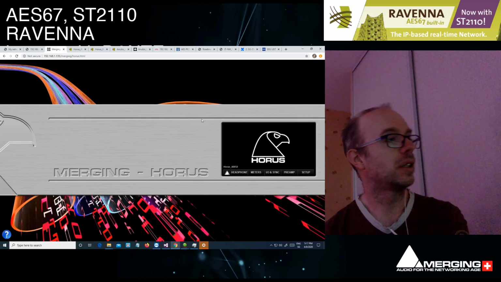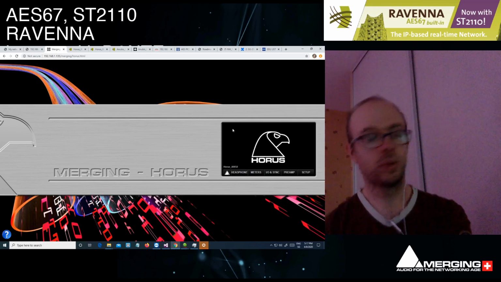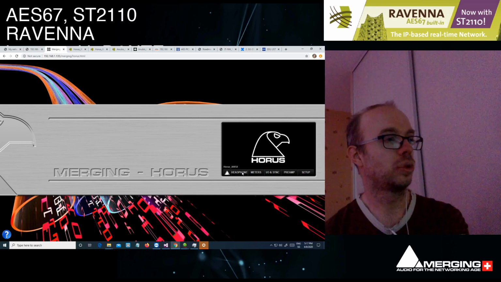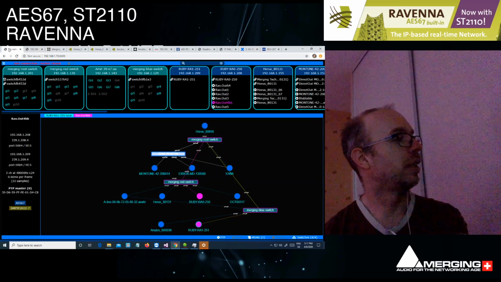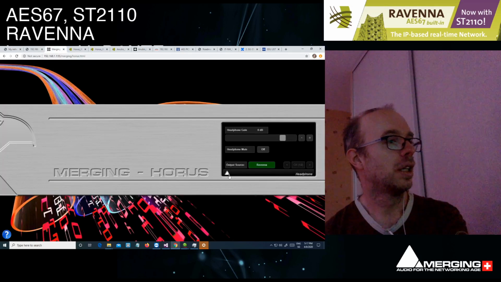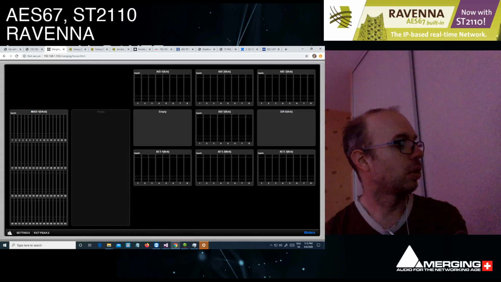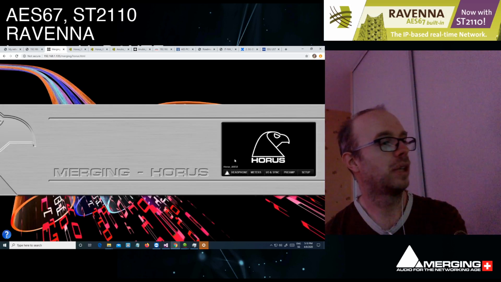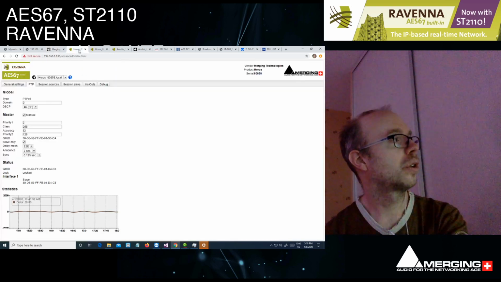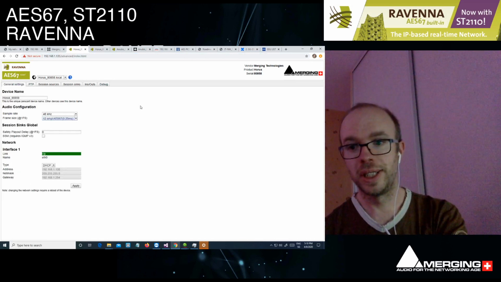You remember I showed the Horus product before from Merging Technologies. This is the first web page that you get when you try to reach your Horus on the network. So the Horus is actually this device there. And those are not the Ravenna pages, or what we call the advanced pages. You actually have to go to another page on the device and enter the advanced configuration.